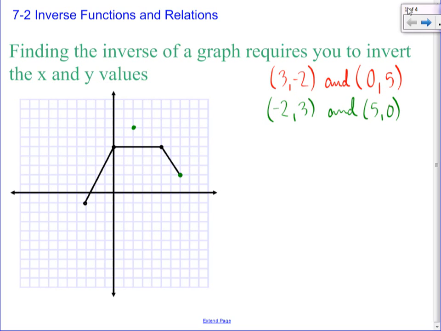Okay, what about this next one? What's the coordinate there? 5, 5. So we graph 5, 5. That one doesn't move. Okay. This one. That's 0, 5. So we're going to graph 5, 0. And this one. -3, -1. So we'll go -1, -3.